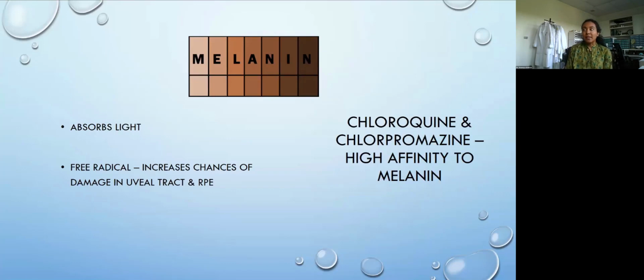So melanin is a pigment, and it absorbs harmful UV rays, and it protects against cellular damage from UV exposure. So melanin absorbs light, and it's a free radical. So this increases the chance of damage in the uveal tract and RPE. And these drugs, chloroquine and chlorpromazine, have a high affinity to melanin. So where melanin is high, these potential drugs can accumulate and cause retinal toxicity.